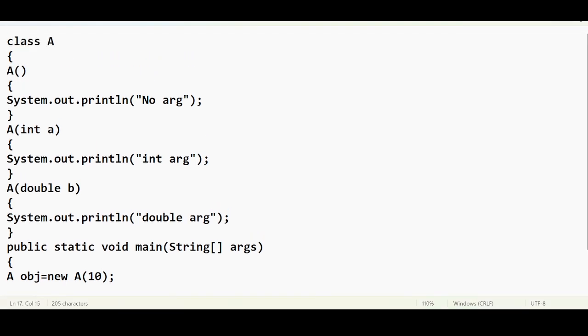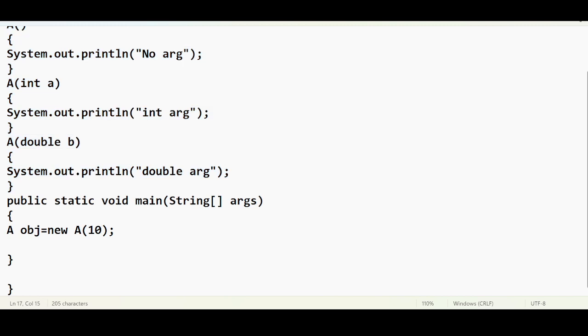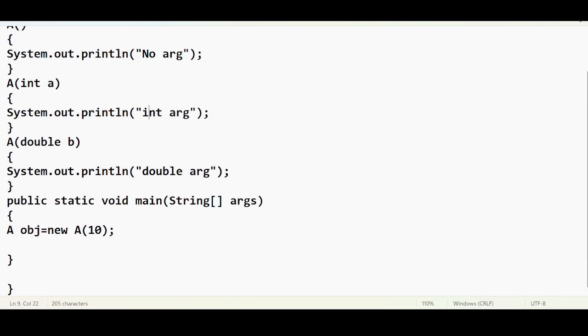What if I want to execute all this logic? Now pay some attention here. Now I want to execute all the three. I want to print no arg, int arg, and double arg. Now let's see the procedure, the approach that I am choosing. This is one of the approaches. Don't you think I will be getting the output? Can you guess the output now?